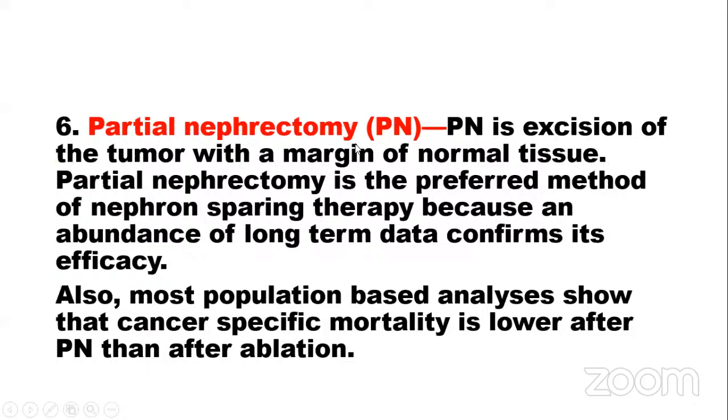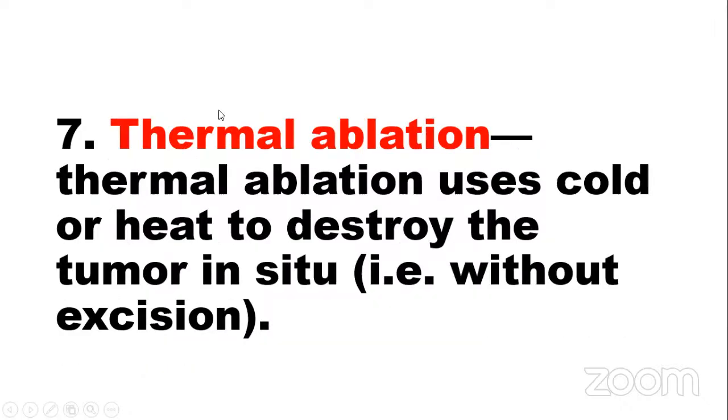Partial nephrectomy is excision of the tumor with a margin of normal tissue. Partial nephrectomy is the preferred method of nephron-sparing surgery because an abundance of long-term data confirm its efficacy. Population-based analysis shows that the cancer-specific mortality is lower after partial nephrectomy than after ablation.